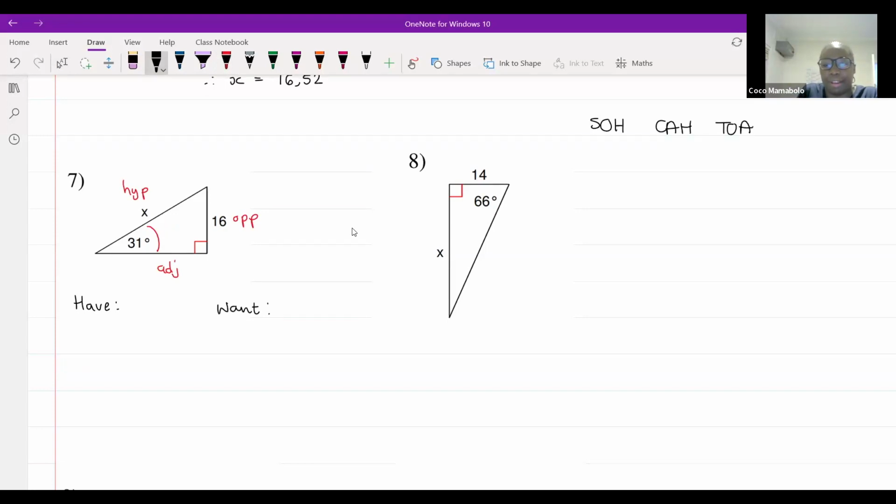Okay, tell me, what do I have? Not quite. Let's have a look again. They've given me, good, Emmanuel, that's it, they've given me the angle and the opposite side. That's the two things that they've given me. That's what I have. What do I want? Which side do I want?